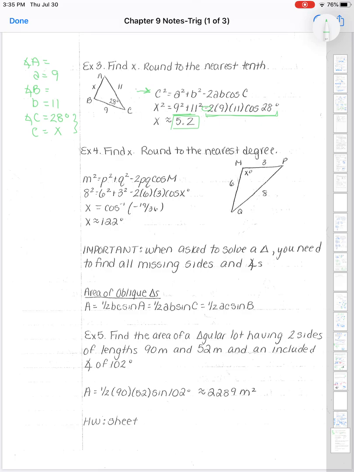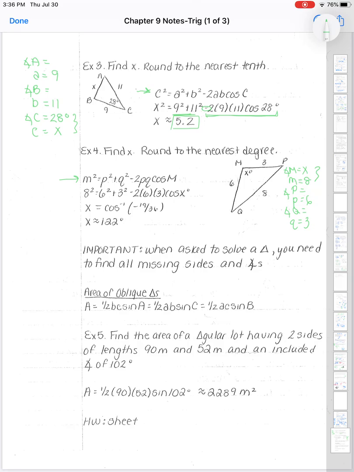For 4, same idea. So we've got angle M is x, little m is 8. Angle P, don't know, little p is 6. Angle Q, don't know, little q is 3. So in this case, we have to modify the letters because there's not A, B, and C, but we have double on the M. So we're going to use m squared equals p squared plus q squared minus 2pq cosine m.